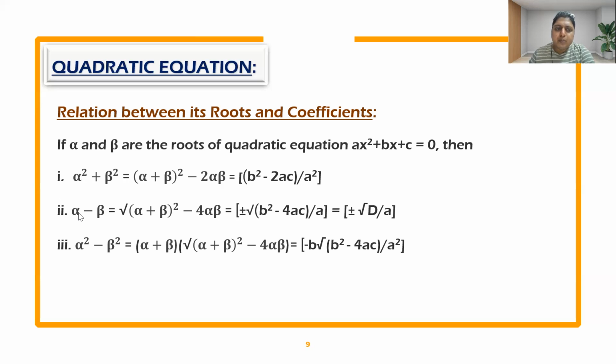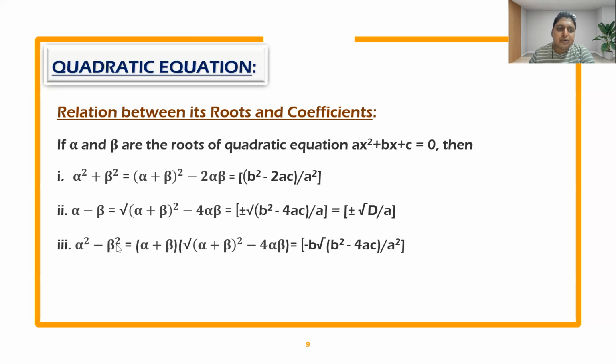If we have given modulus of alpha minus beta, then it is root d divided by a. If we have the difference of roots, then we apply directly plus minus root d, that is the discriminant, and discriminant means d, that is equal to b square minus 4ac divided by a.